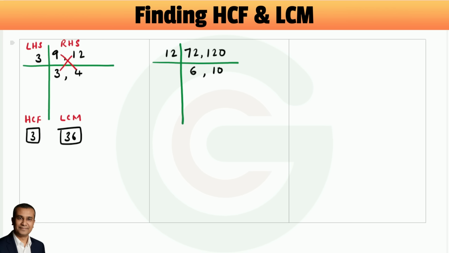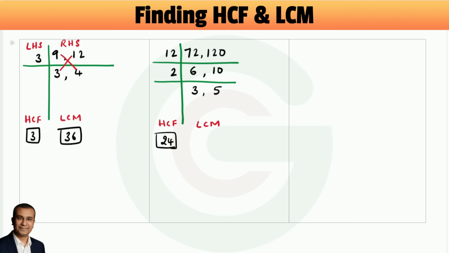Now again, think of another number which is a common factor of 6 and 10 and which can divide these two numbers. So let's take 2. Now divide 6 and 10 with 2. 2 3s is 6, 2 5s is 10. Now you can see that there are no more numbers which are factors of 3 and 5 or which can divide 3 and 5. So stop the process here. Now multiply the numbers which are there on the left hand side. 12 2s is 24. So 24 is the HCF.